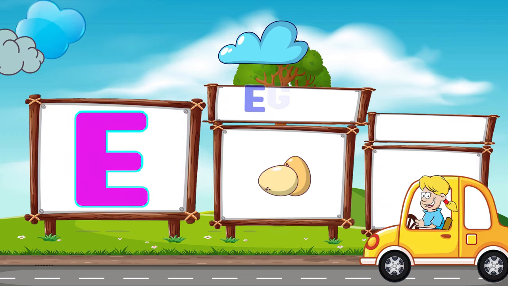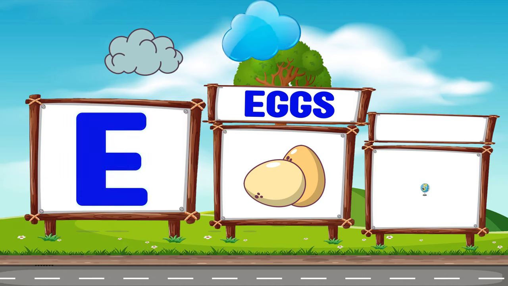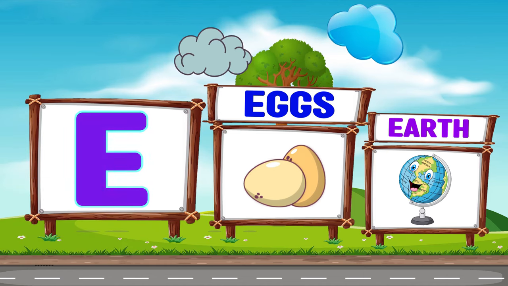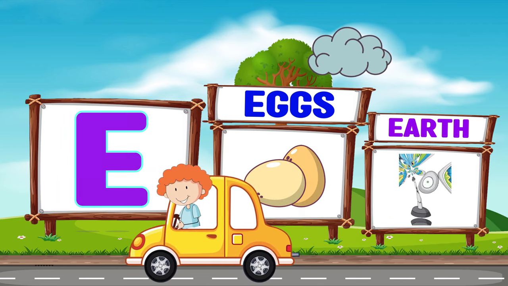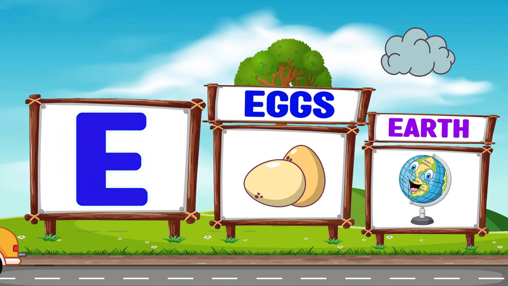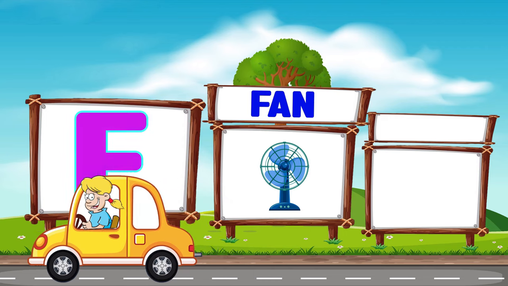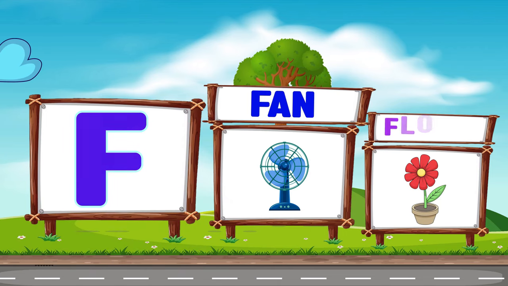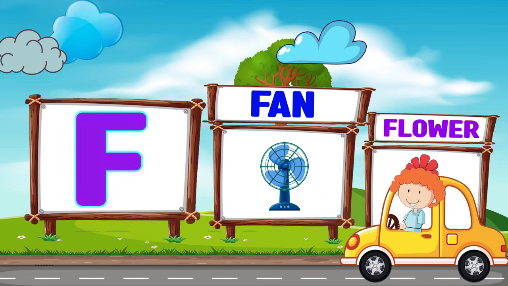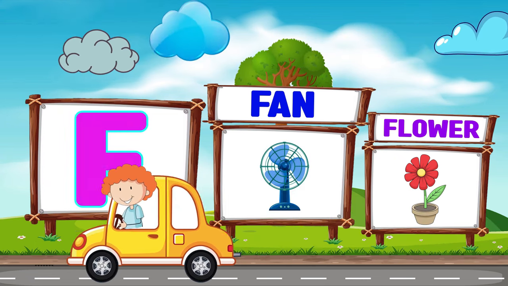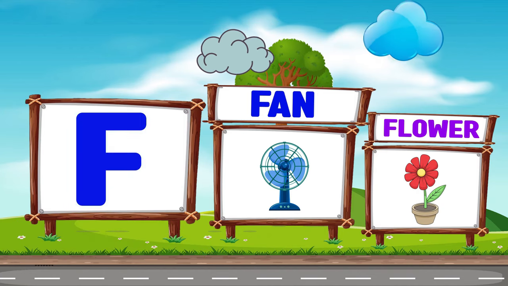E is for eggs. E, e, eggs. E is for earth. E, e, earth. F is for fan. F, f, fan. F is for flower. F, f, flower.